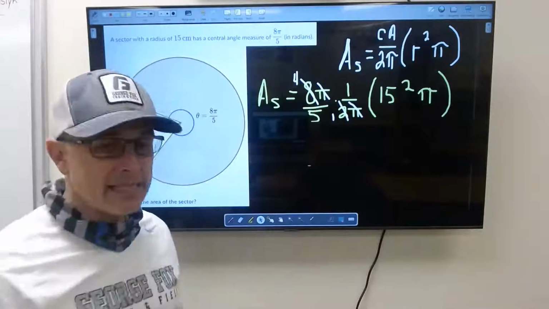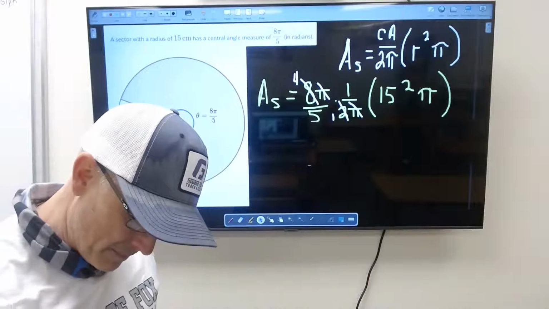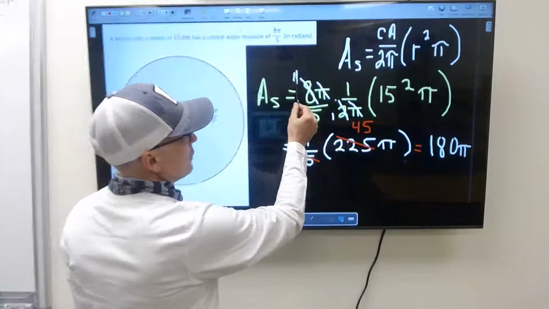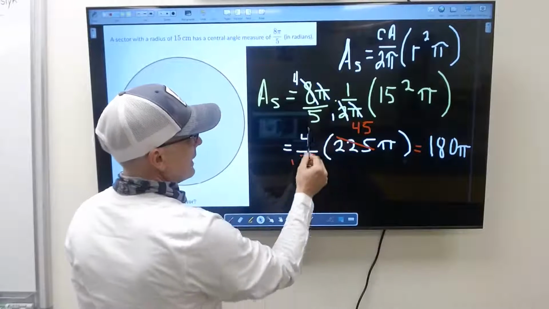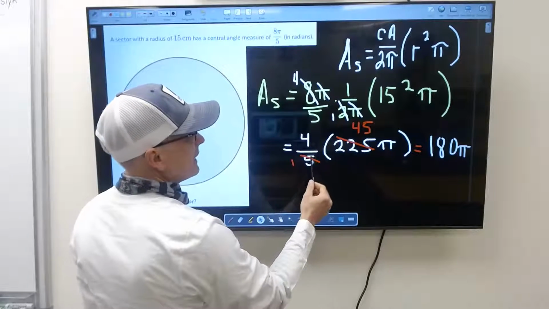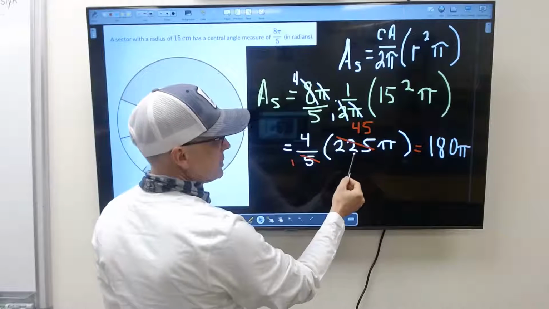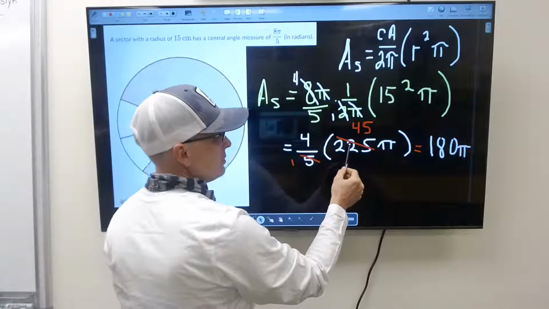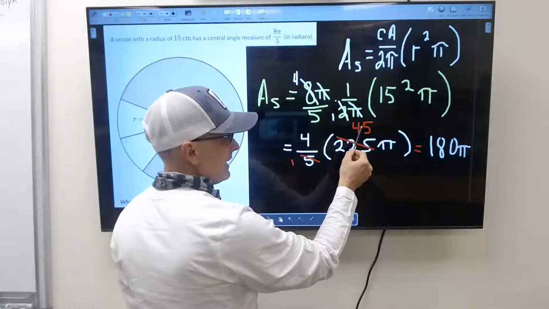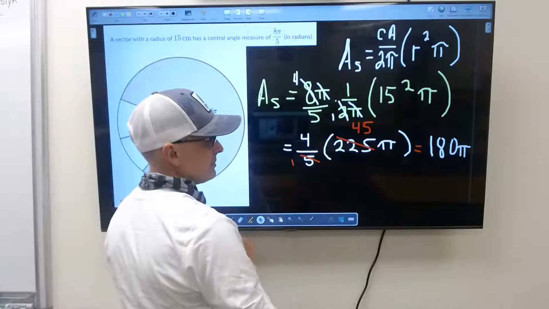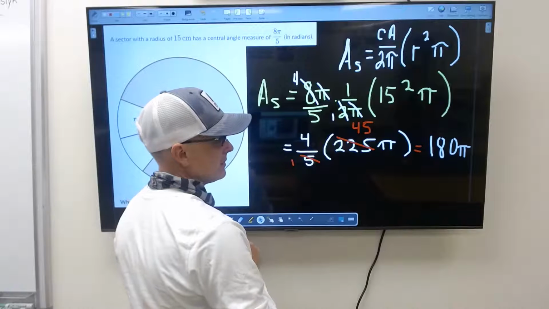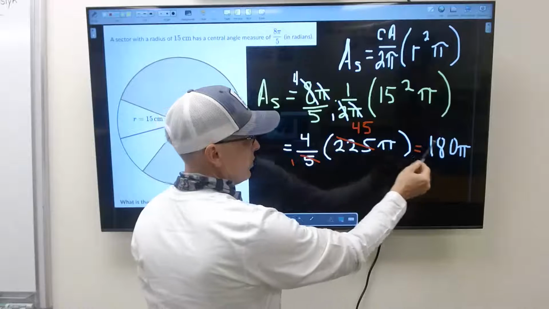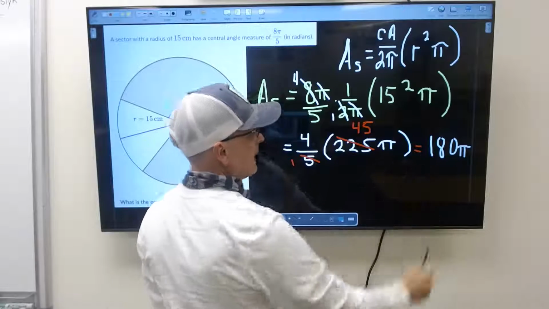Okay, now we've got to clean stuff up again. I still have the 4. I've got the 5. I've got 15 squared, which is 225. I've got my pi. Well, 5 goes into 225 45 times. Cancels. Goes in there once. 4 times 45 is 180. And then I've got my pi.